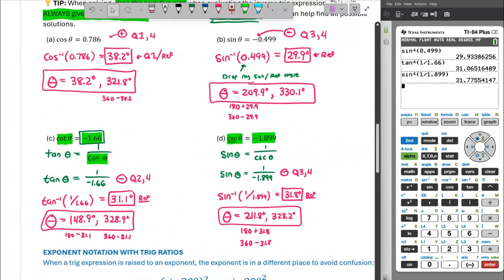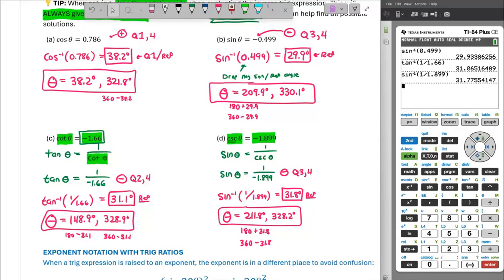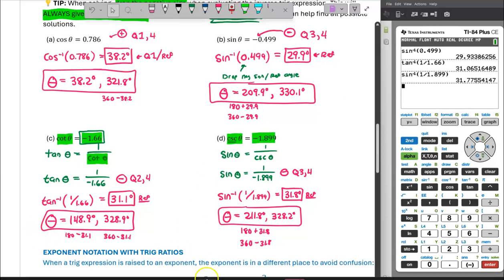Now, in the next video, we're going to talk about what happens when there are some algebraic techniques that we have to do first. But ultimately, remember, when the trig ratio is equal to a number, we want to use the inverse, and we want to use the positive so that we can find our reference angle, so that we can find our two possible answers. That's it.